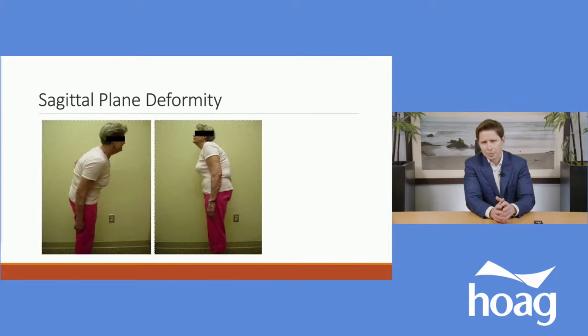So here we have a picture of a patient from the age group between 60 and 80 years of age with a sagittal plane deformity, and we can see here how her head is positioned anterior, or forward, in front of her pelvis, and if we were to draw a gravity line from her neck all the way down to the floor, it would be significantly in front of her pelvis.